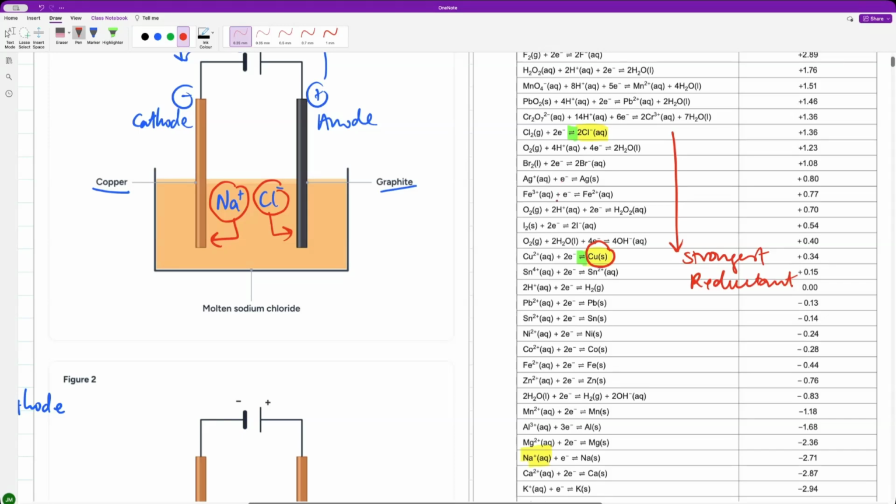We have to check if it's available at the anode. And it's not, okay, because copper is actually the cathode, and it's fixed in place. It's not available at the anode. So this reaction will not take place.